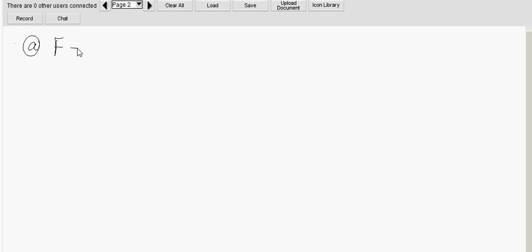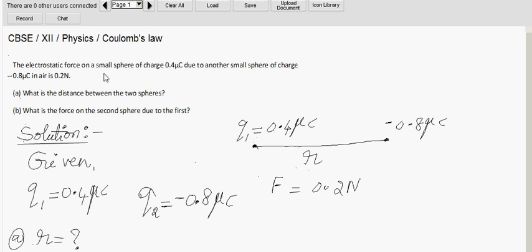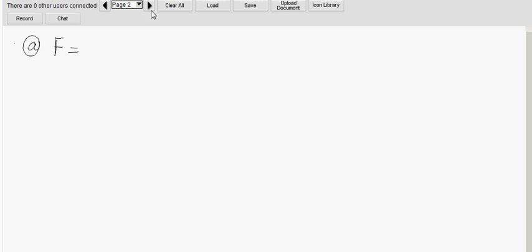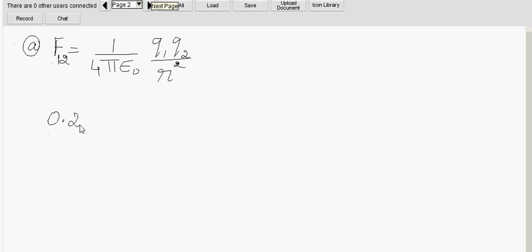By Coulomb's law, what is given is the force on the small sphere due to another small sphere. So while writing F, we will write F on sphere 1 due to sphere 2, F12. According to Coulomb's law, F12 can be written as 1 by 4 pi epsilon naught Q1 Q2 divided by R square. Substitute all the values. F12 is 0.2. We know 1 by 4 pi epsilon naught is 9 into 10 to the power 9.